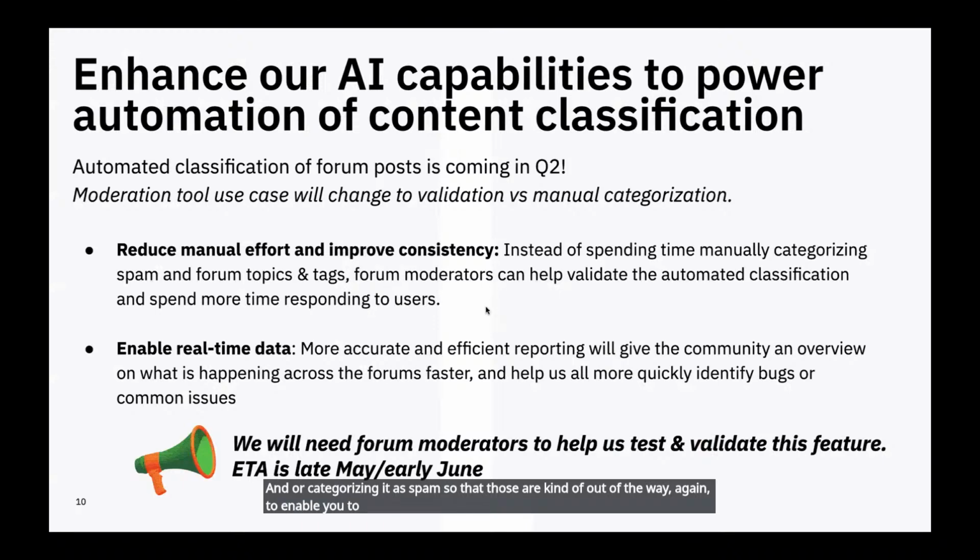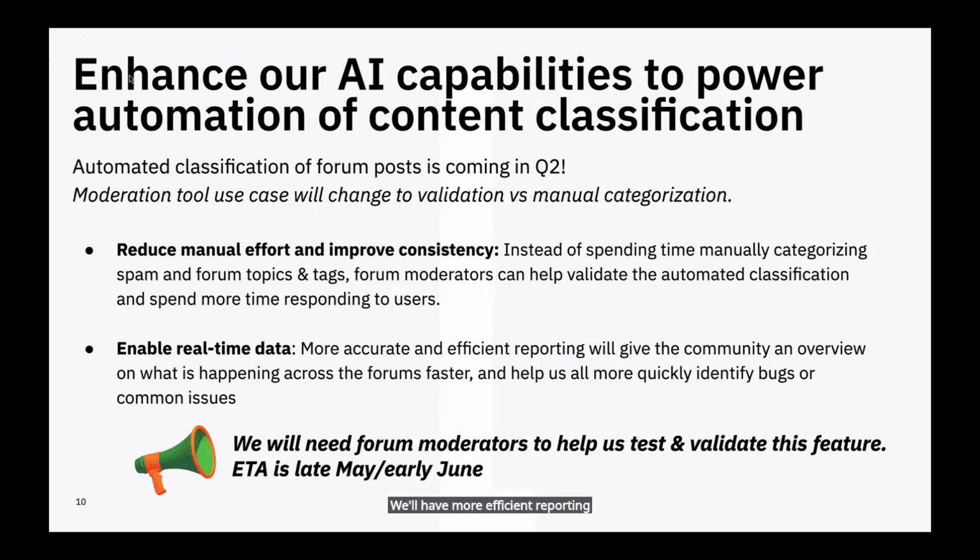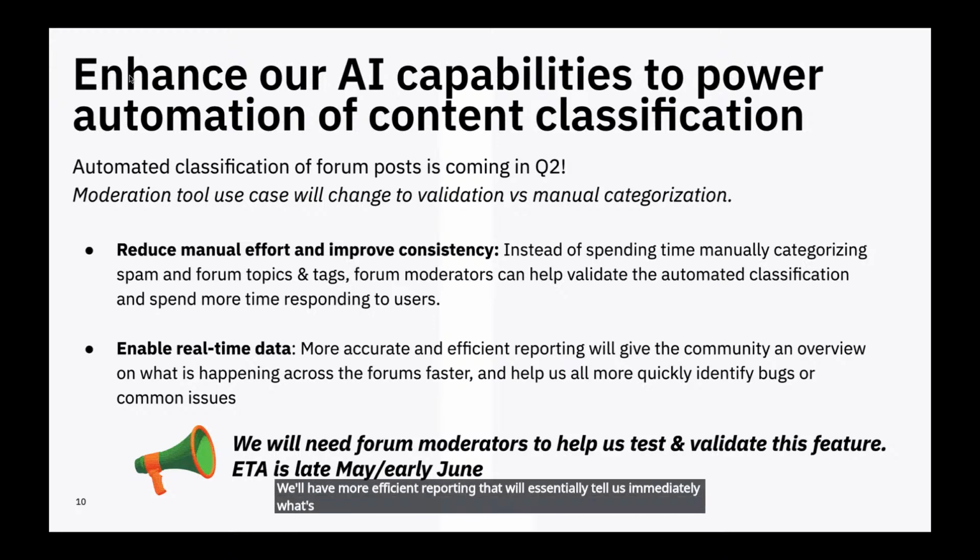The other perk of this is because the classification will happen in real time whenever something is submitted, we'll have more efficient reporting that will essentially tell us immediately what's happening across the forums. So if we see a really big spike under a certain topic or a certain tag, we can more quickly identify bugs, jump in quicker on common issues, and help direct all of you on where you can spend your time to have the most impact. So those are some of the benefits of automating this.